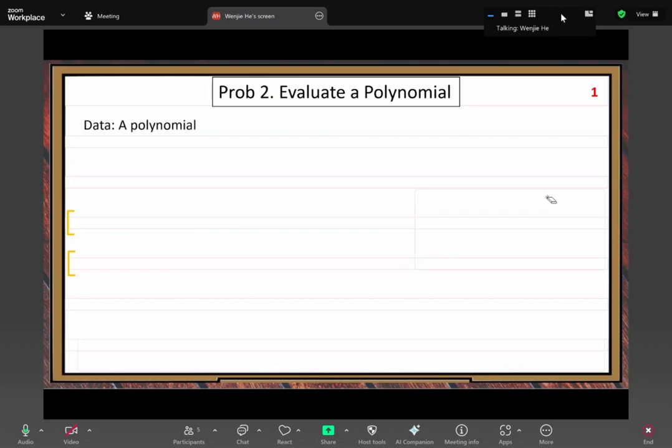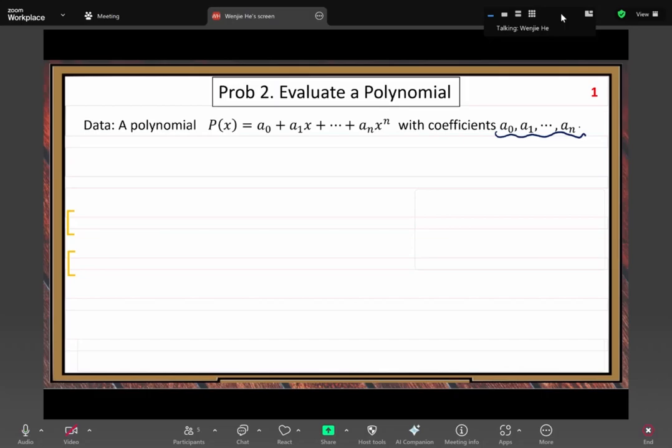Given a polynomial, our data is a general polynomial in this form. All the coefficients are given as an array of data. That's the input. But we also need to input another value, the x value. X is a variable here.